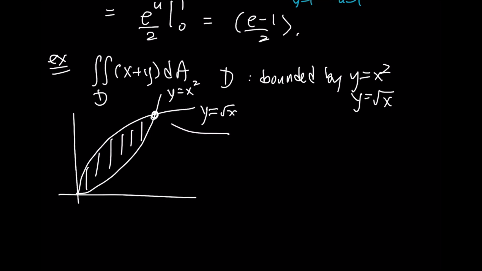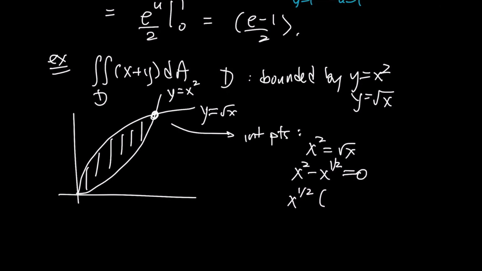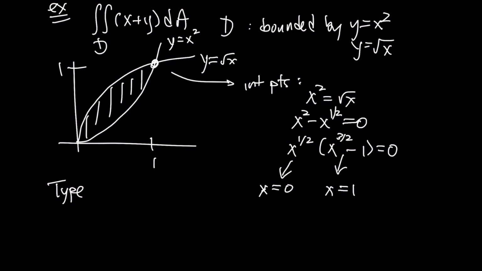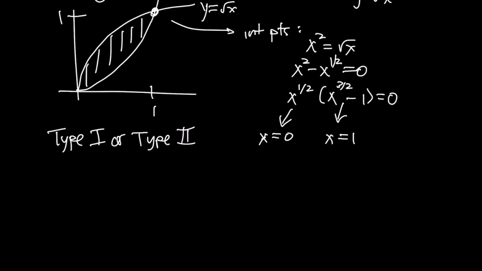Now the intersection points here are going to be where x squared equals root x. So that's x squared minus x to the 1/2 is 0. If I take out that common factor, I'll have x to the 1/2 times x to the 3 over 2 minus 1 is 0. This is a product that equals 0, so the solutions are either x is 0 or x is 1. Now the nice thing about this region here is that it could be either type 1 or type 2. So we're going to try to talk about it in both ways.